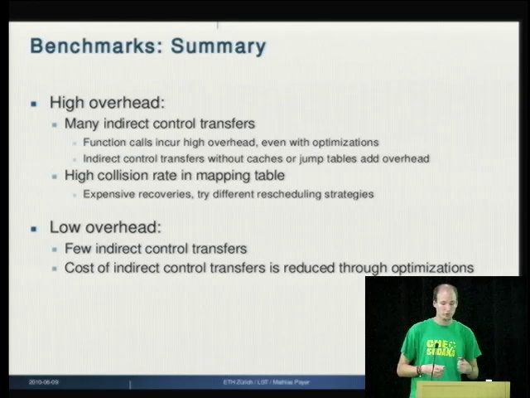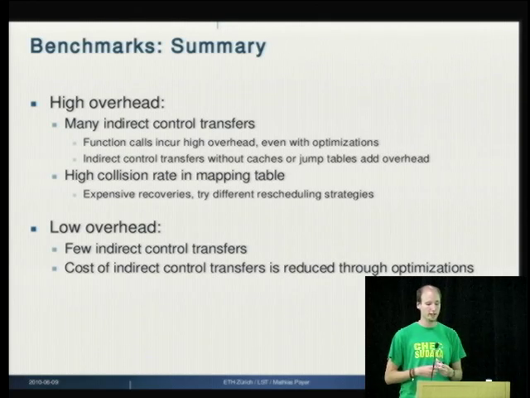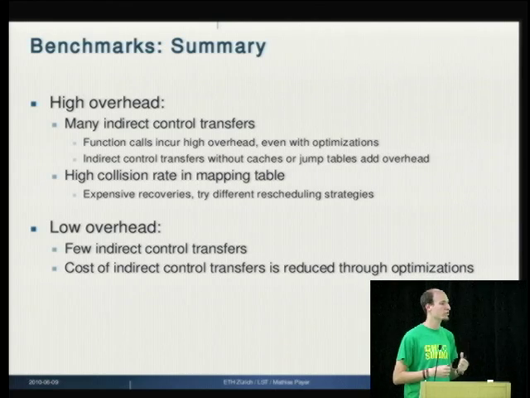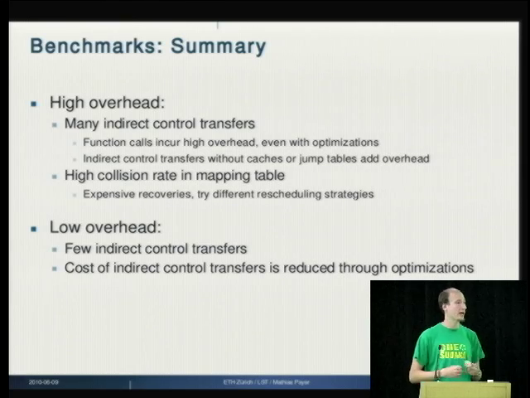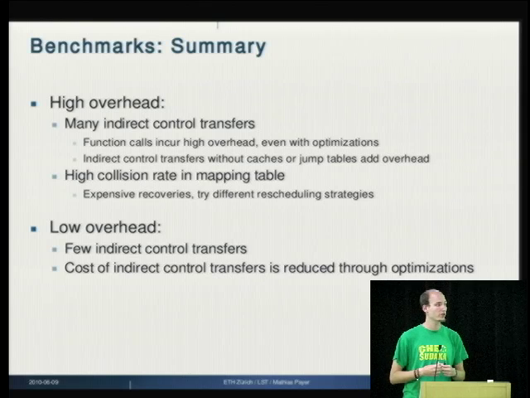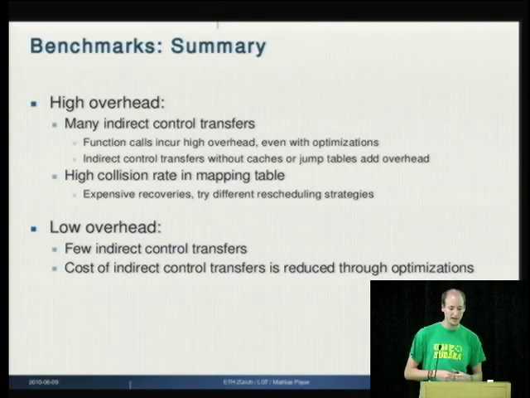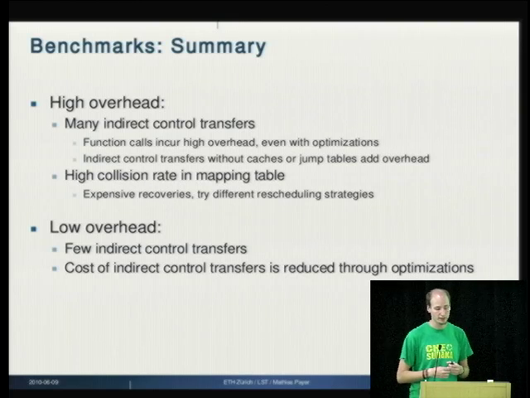So to summarize, we have a higher overhead if we have a lot of indirect control flow transfers. Function calls incur some overhead even with our optimizations. Indirect control flow transfers without caches or jump tables add additional overhead to these translations. Or if we have a high collision rate and a suboptimal mapping table, then we have to issue expensive recoveries and try different scheduling strategies. On the other hand, we have low overhead if we have few indirect control transfers, and the cost of the indirect control flow transfers can be reduced through the optimizations.